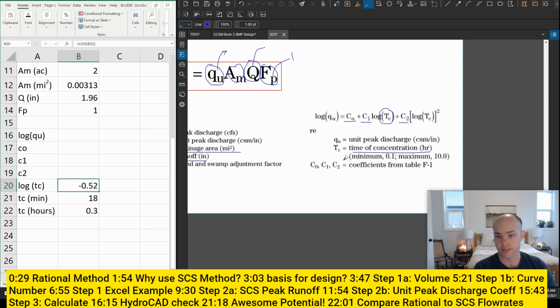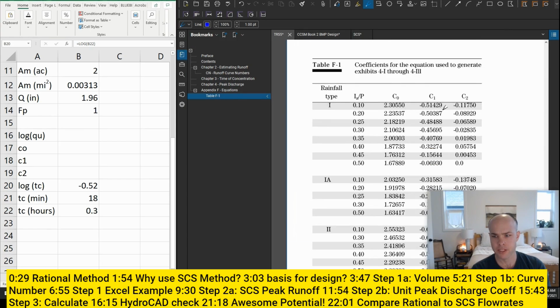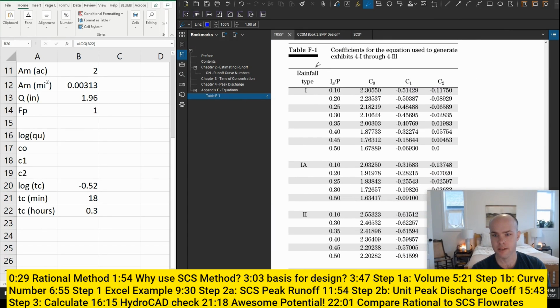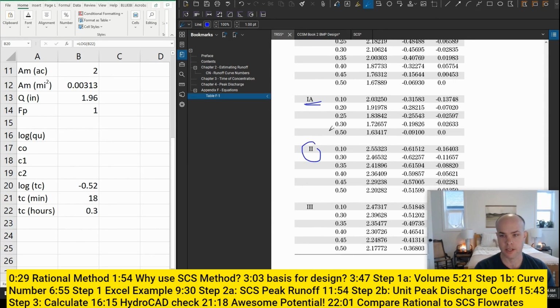So what next? How do we calculate these coefficients? Where do they come from? TR-55 has a magic table depending on rainfall type. So in the Pacific Northwest, we're in type 1A. Most of the country is in type 2.